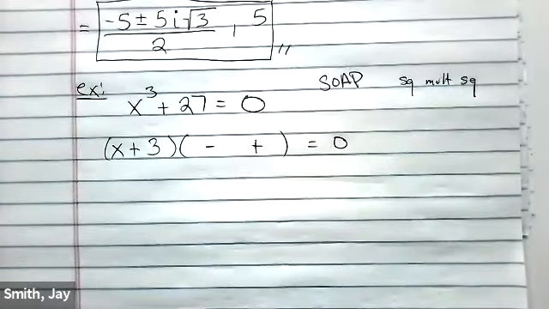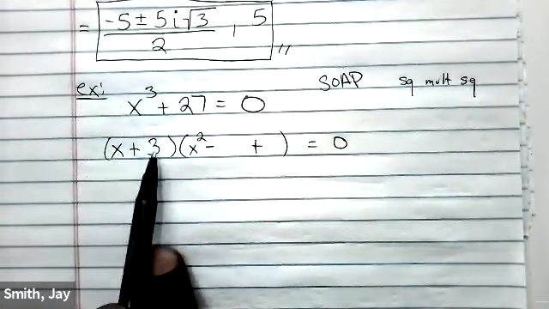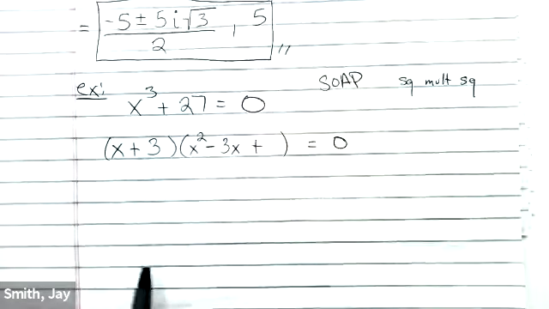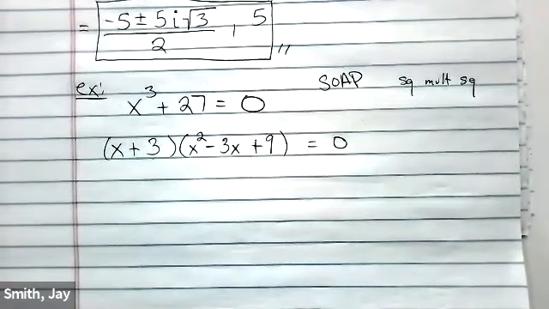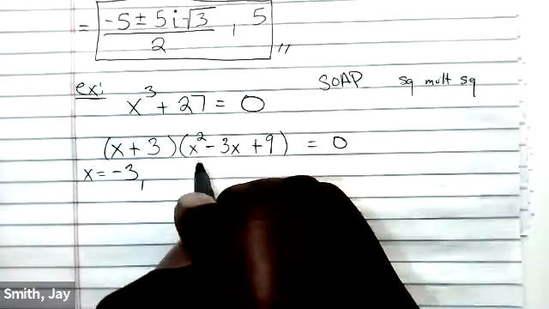The cube root of x cubed is x, the cube root of 27, like we said before, was 3. So we're going to use our square multiply square. So we're going to square our first term in our binomial, x squared. Multiply the 2 terms, x times 3 gives me 3x. Then we're going to square our last term, 3 squared gives me 9. So we complete the factor form, x plus 3 times x squared minus 3x plus 9. So we already know one of our solutions is -3. I'm going to use the quadratic formula to solve the quadratic x squared minus 3x plus 9.